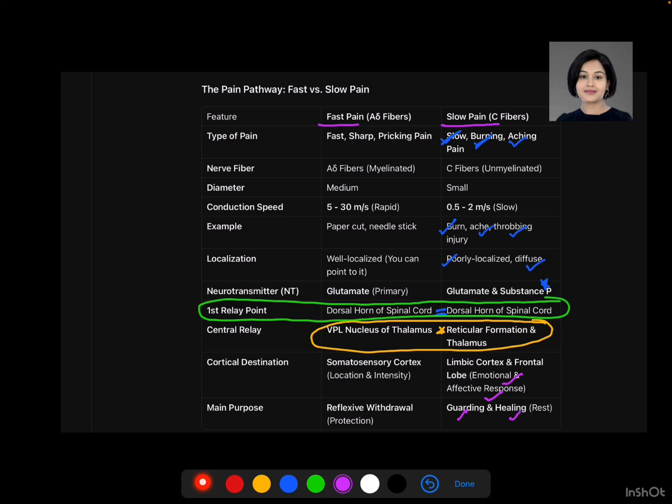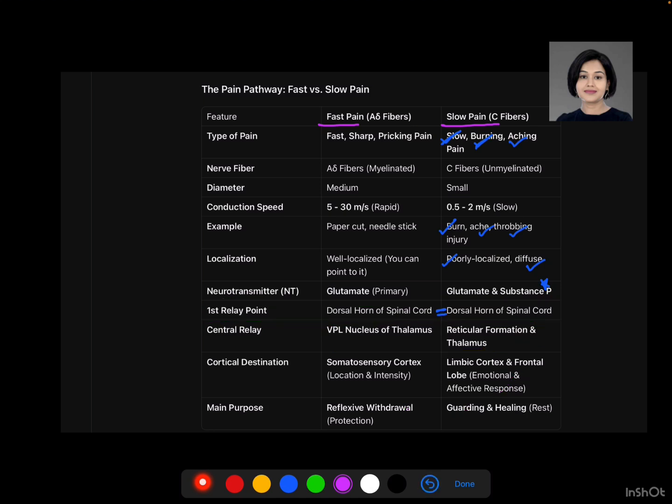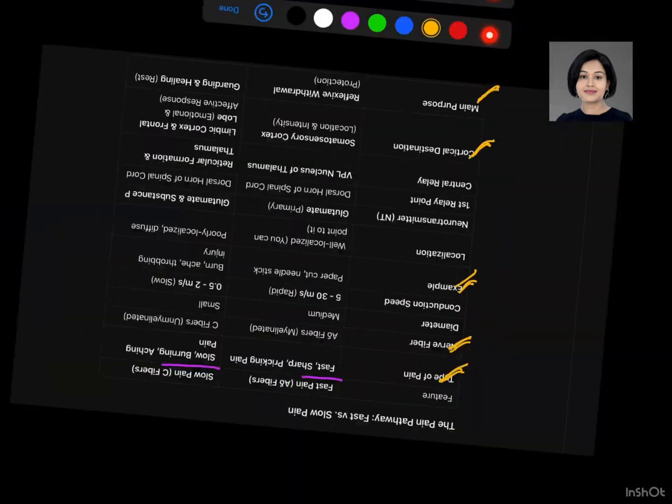Okay, and for the fast pain, it was reflex withdrawal. So friends, this is the difference between fast pain and slow pain. There are multiple differences. The most important you must know: there are different names for it, there are nerve fibers involved in it, and then you have to know what the cortical destination is and what the main purpose is. These are the high yield points, the difference between fast and slow pain.